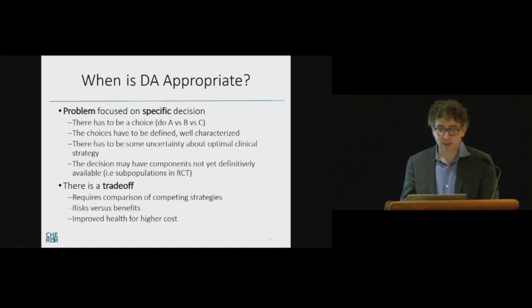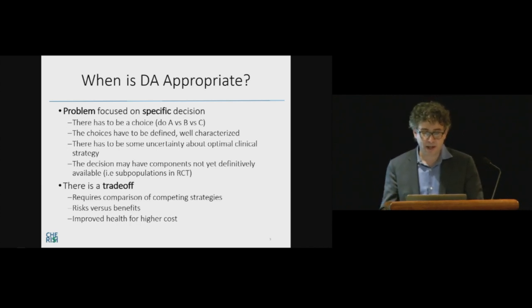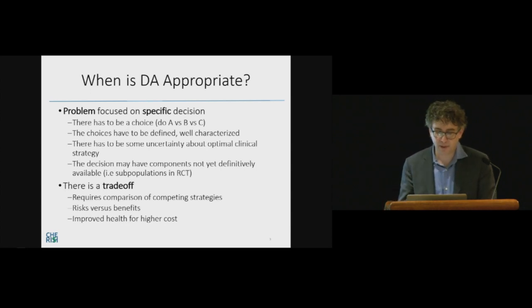There needs to be some uncertainty, of course, about the optimal clinical strategy. If it's a slam dunk, already well known and standard of care that we must do A, it's probably not a great time to do a decision analysis because that decision's already been made for us. And the decisions need to have components that are not yet definitively available. So similarly, there needs to be some uncertainty about the optimal choice.